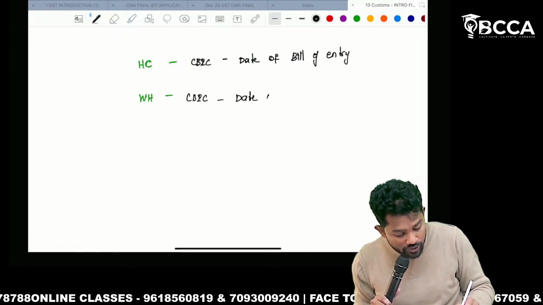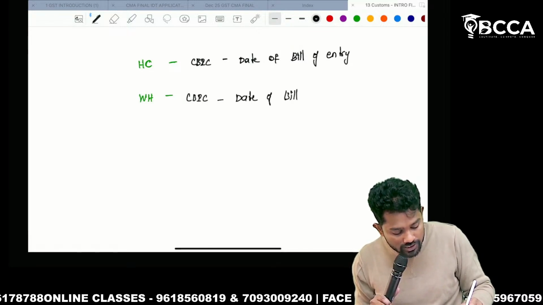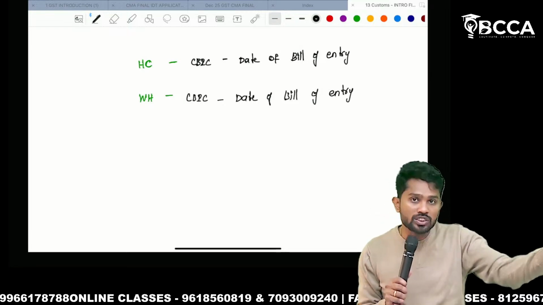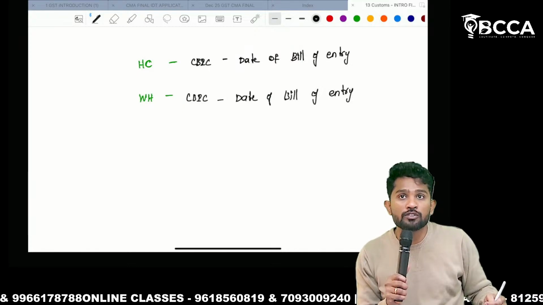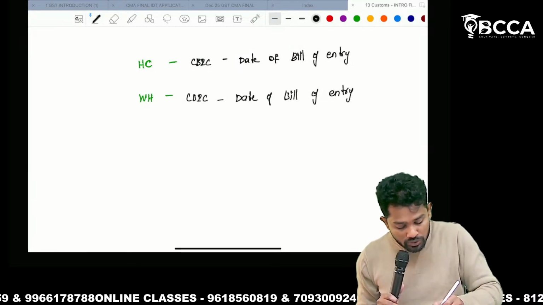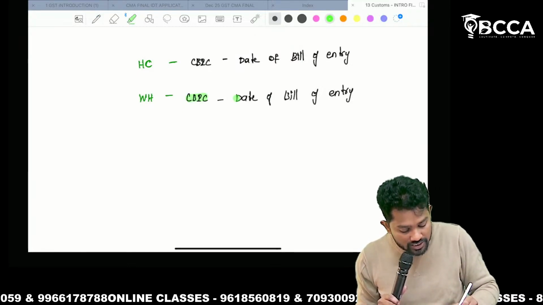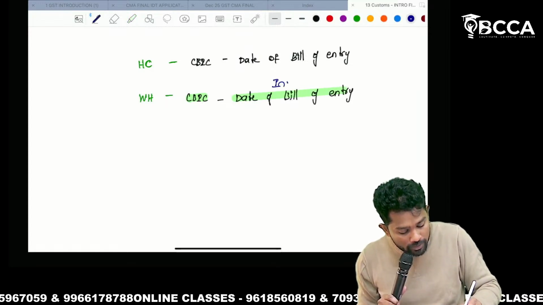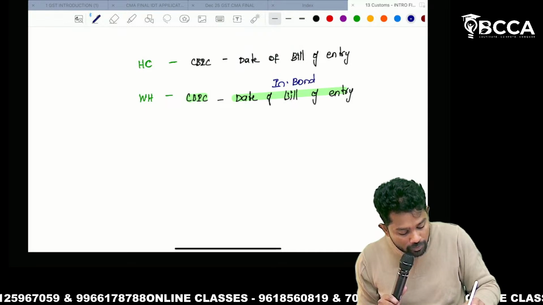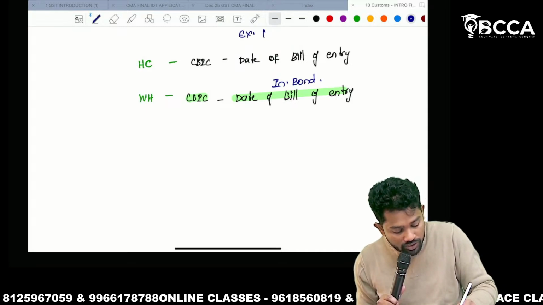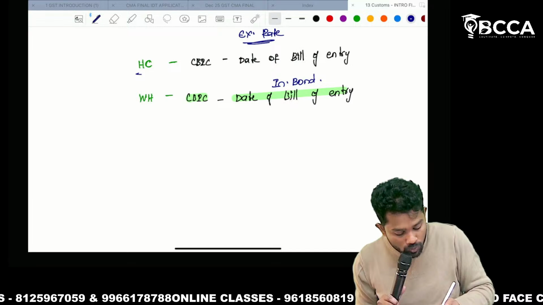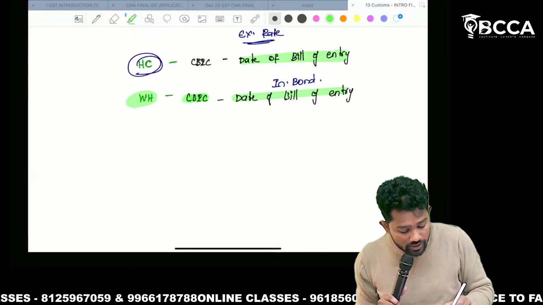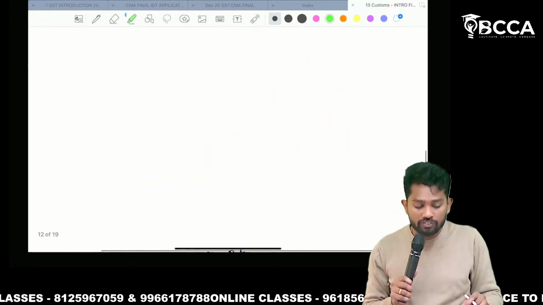But we know, like in case of warehousing, there will be two bill of entries. One is at the time of taking goods into warehouse. One is at the time of removing the goods from warehouse. So you should take the CBIC exchange rate as on the date of in-bond bill of entry. In-bond bill of entry. This is for what? Exchange rate. Home consumption, date of bill of entry. Warehousing, date of in-bond bill of entry.